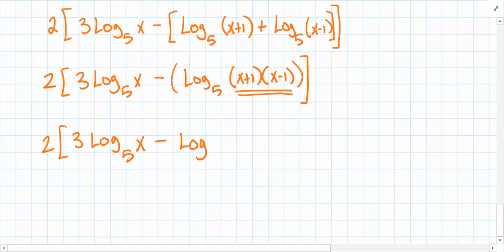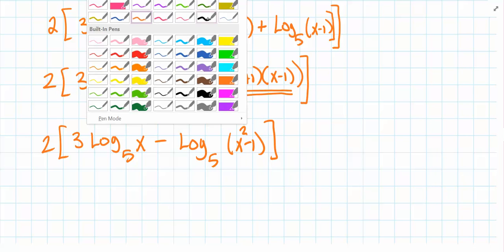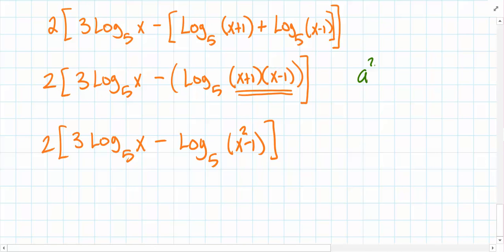Now if you don't see that, the algebra on this side, this is like a squared minus b squared is always a plus b times a minus b. That's what I have here.